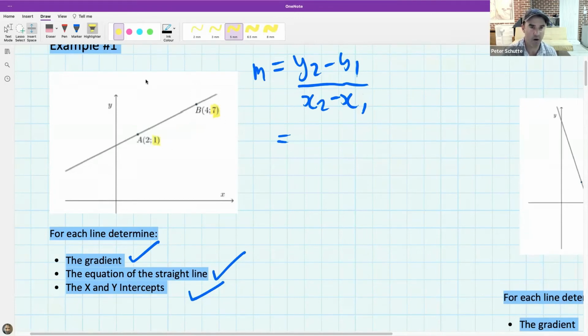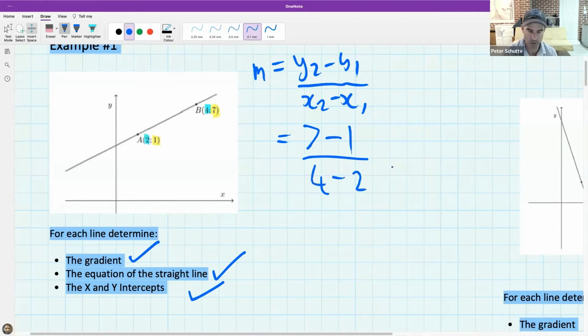7 and 1. So I'm going to go 7 minus 1. And then for the next one, I'm going to go to x, and I start at the top again, go down to the bottom, and now I'm going to get 4 minus 2. And so 7 minus 1 is 6. 4 minus 2 is 2. I say the gradient is 3.